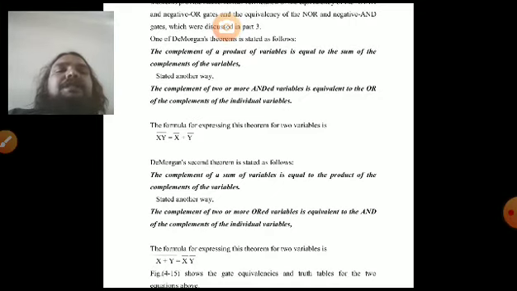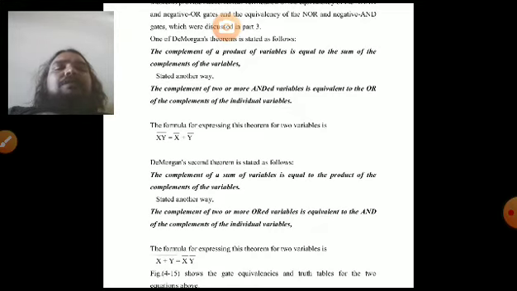De Morgan's second theorem states as follows. The complement of a sum of variables is equal to the product of the complements of the variables. Stated another way, the complement of two or more ORed variables is equivalent to the AND of the complements of the individual variables.